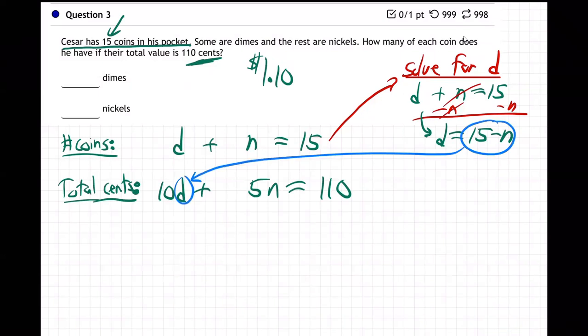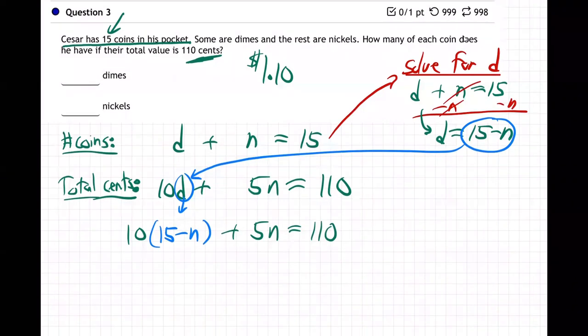We good so far? This is a good way to do this one. When you have two equations with two letters, one good way to go is to take the first equation, get one of the letters alone, and then plug that into the other equation. And so then we get 10 times, and then D is 15 minus N, plus 5N is 110. So we plugged in.